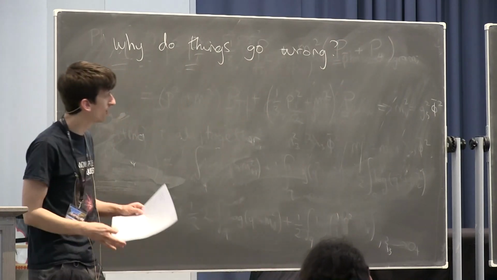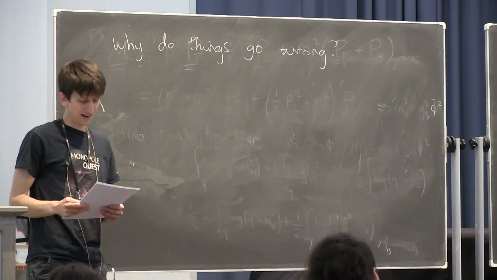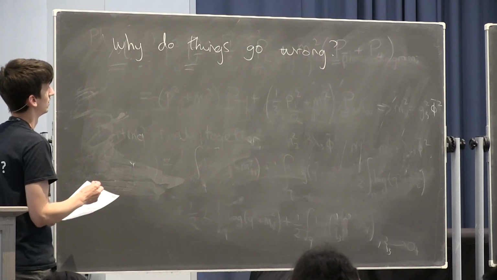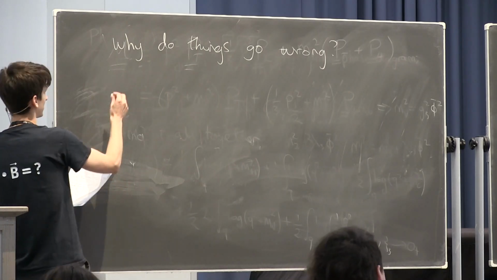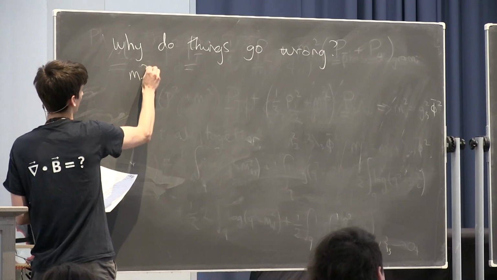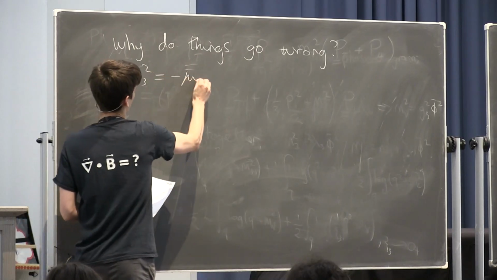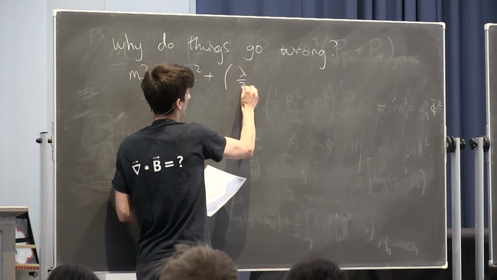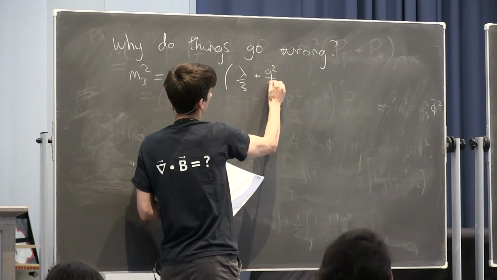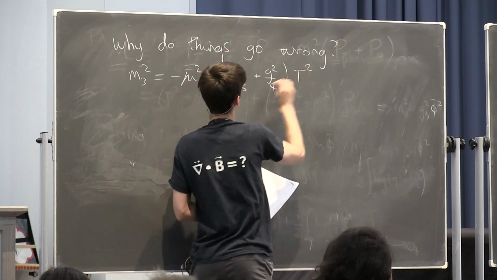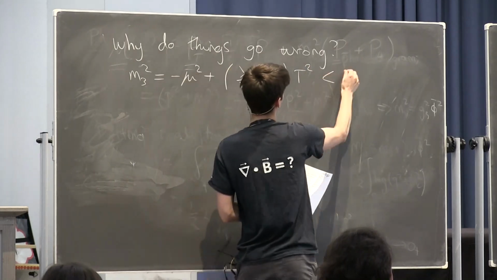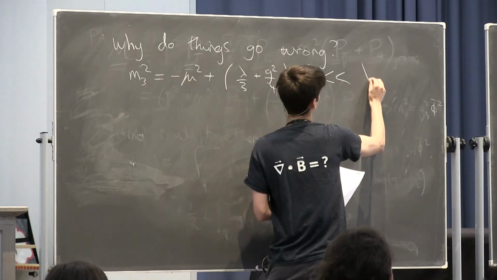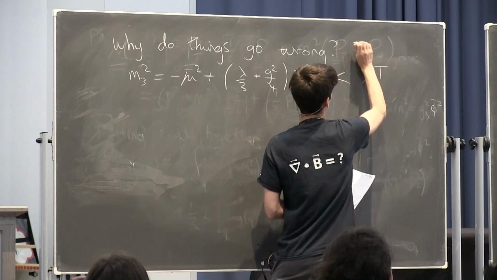So why do things go wrong in our case? They go wrong near the critical temperature, where the combination of these two terms is much smaller than either term separately. Let's write it like this.